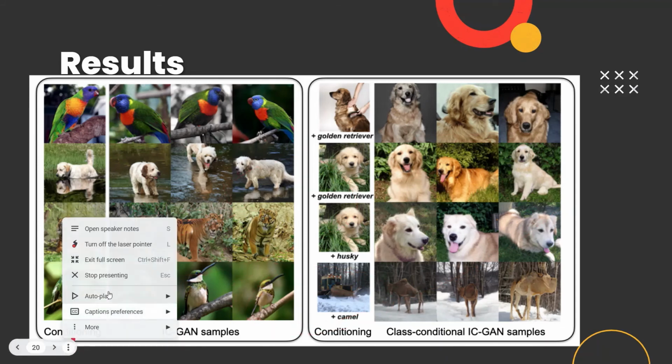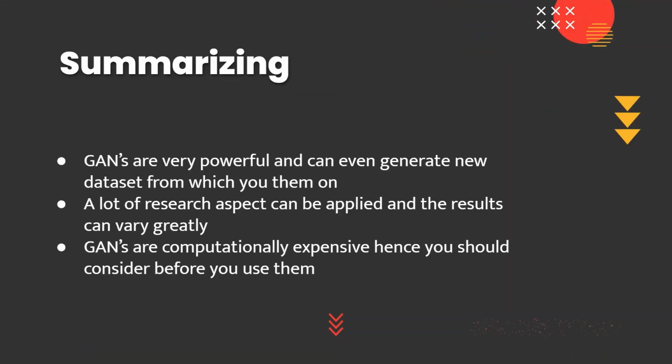Moving forward, at last, summarizing the PPT, GANs are very powerful. They can generate new datasets. A lot of research has been going on in GANs, reducing the power of the discriminator so that the generator can actually look for a variety of data and produce diverse images. GANs are computationally expensive, so you should consider before you use them. You should actually go through your use case test before you use GANs.